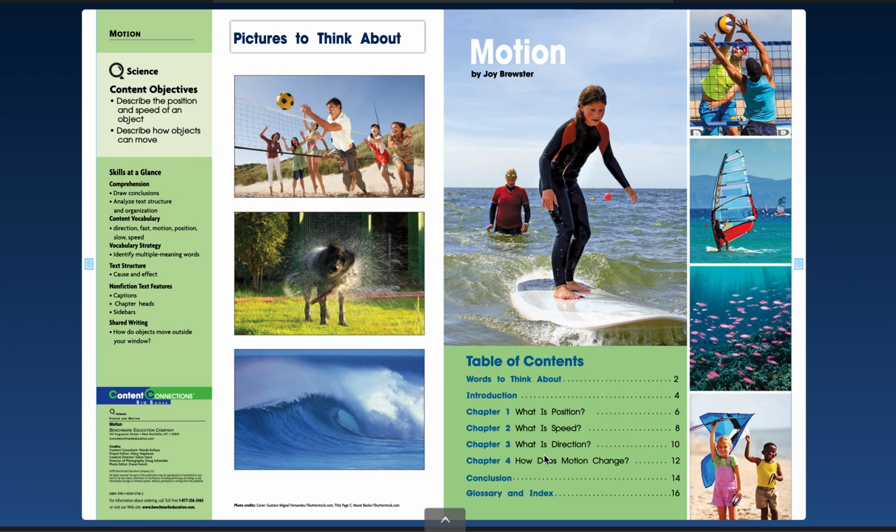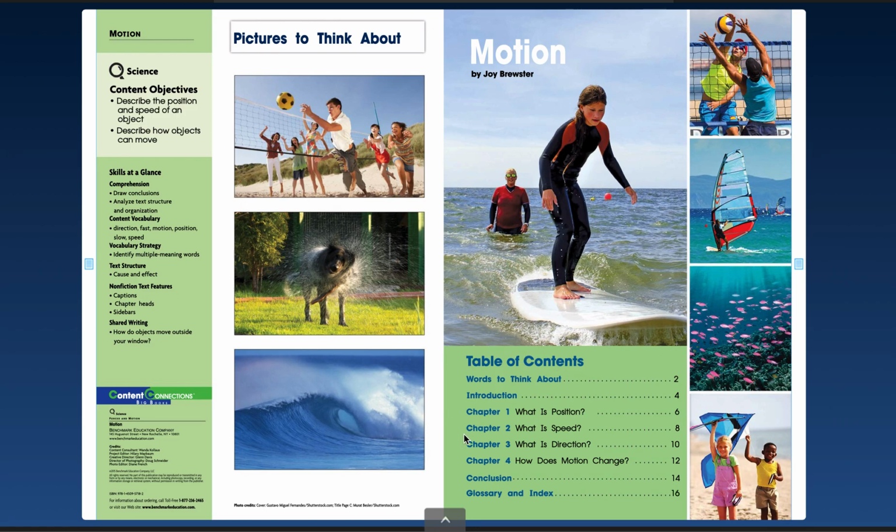Okay, so here are some pictures to think about. Here at the beach, they're playing volleyball, and the ball is in motion. It's getting hit and sent over the net. Here we can see this dog is shaking the water and putting the water in motion because he is in motion. And down here we can see this wave in motion, right? The ocean is constantly in motion, always moving.